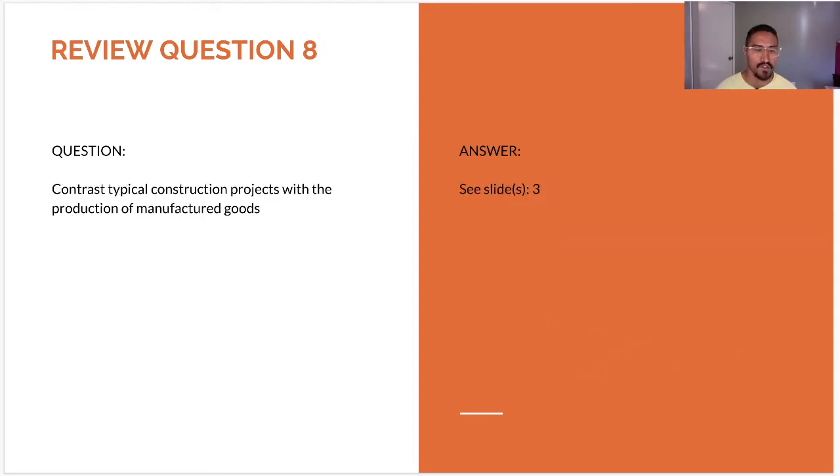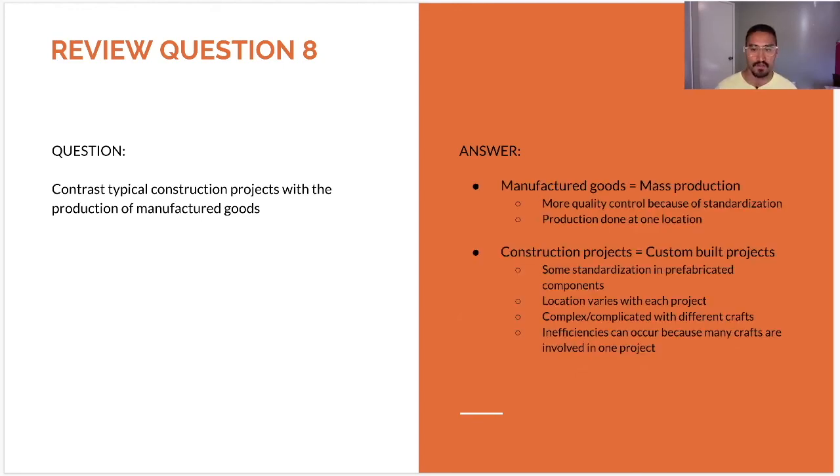Question 8. Contrast typical construction projects with the production of manufactured goods. The answer to this can be found in slide 3. So what this question is asking is, what's the difference between construction projects and manufactured products? It's a pretty straightforward answer. Manufactured goods are mass-produced. There's more quality control because of standardization, and production is done at one location.